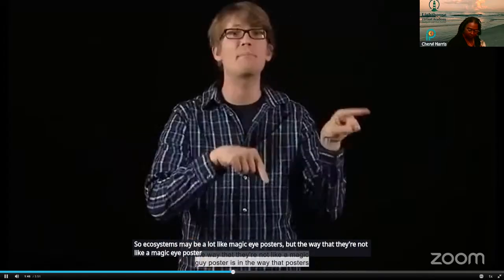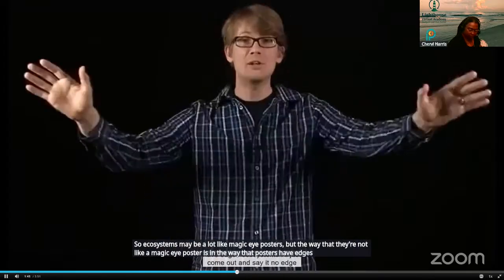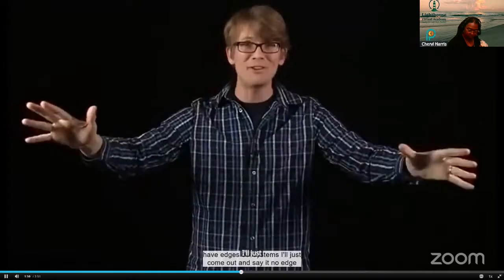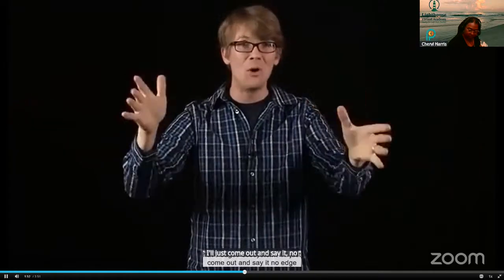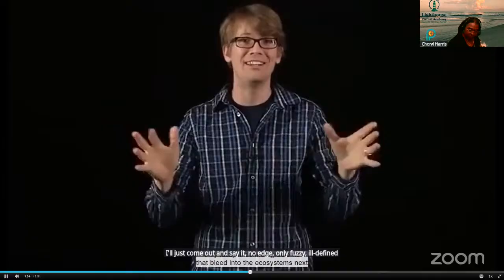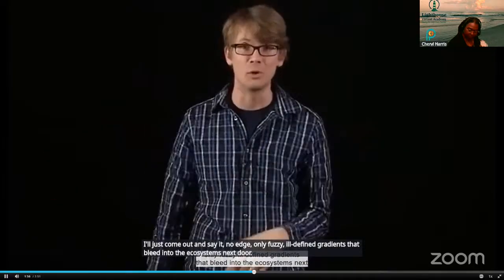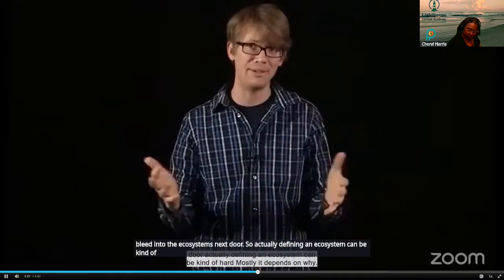So ecosystems may be a lot like Magic Eye posters, but the way that they're not like a Magic Eye poster is in the way that posters have edges. Ecosystems! I'll just come out and say it, no edge, only fuzzy, ill-defined gradients that bleed into the ecosystems next door. So actually defining an ecosystem can be kinda hard. Mostly it depends on what you want to study.